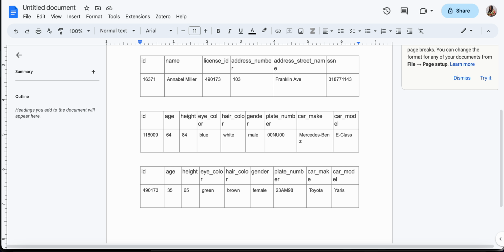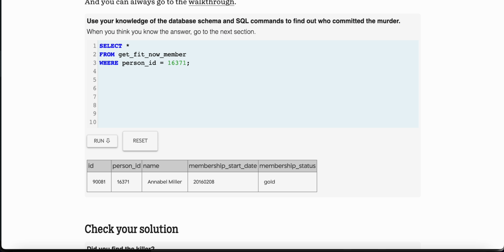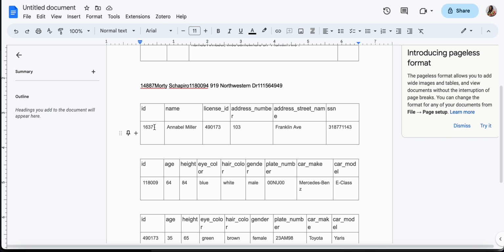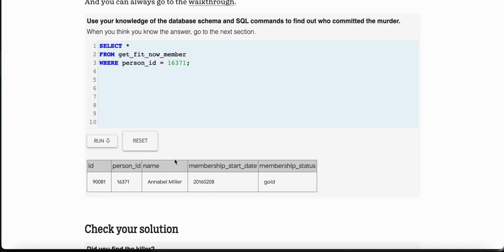You might want to ask, where did I get that number from? The 16371. I just remembered I did not explain. This is where I got it from. 16371. That's where I got it from. So we can do the same thing for this guy to see if he has it. And then this is what we have for Annabelle.